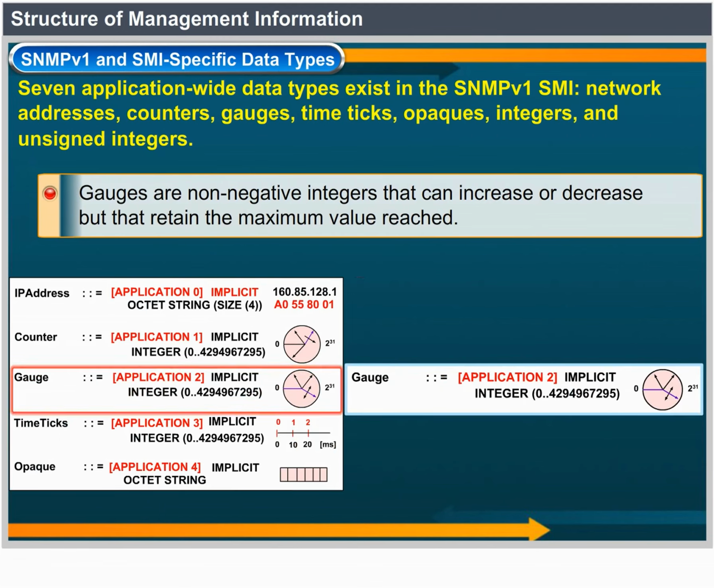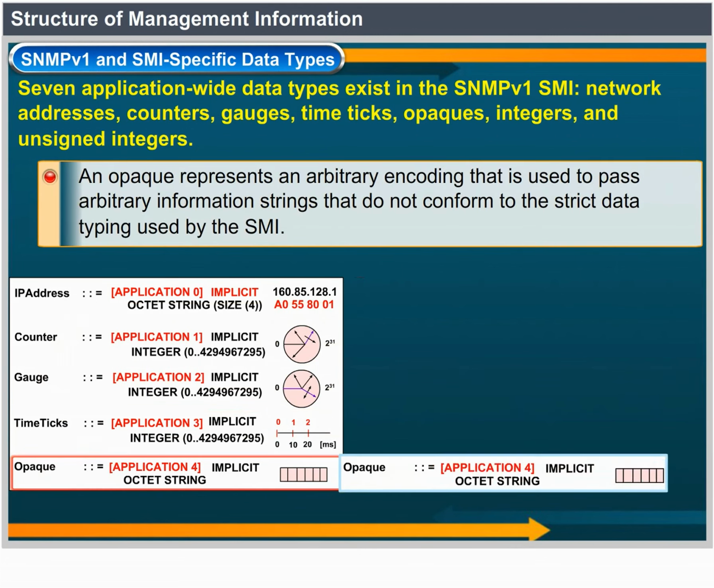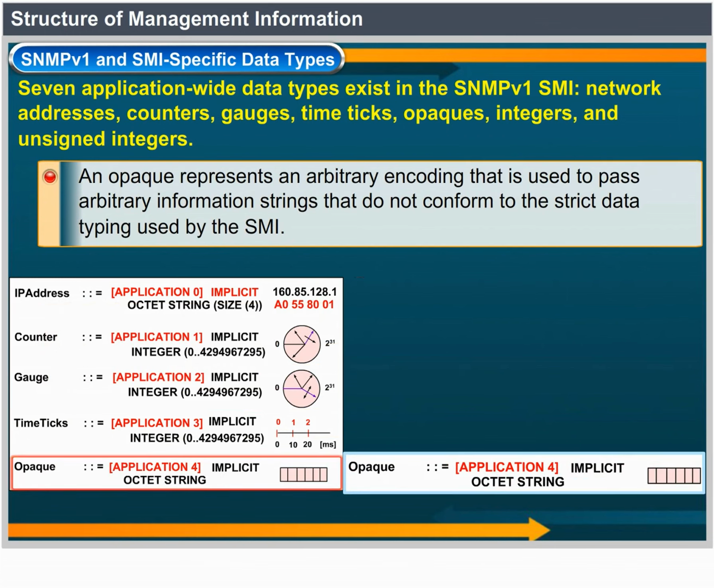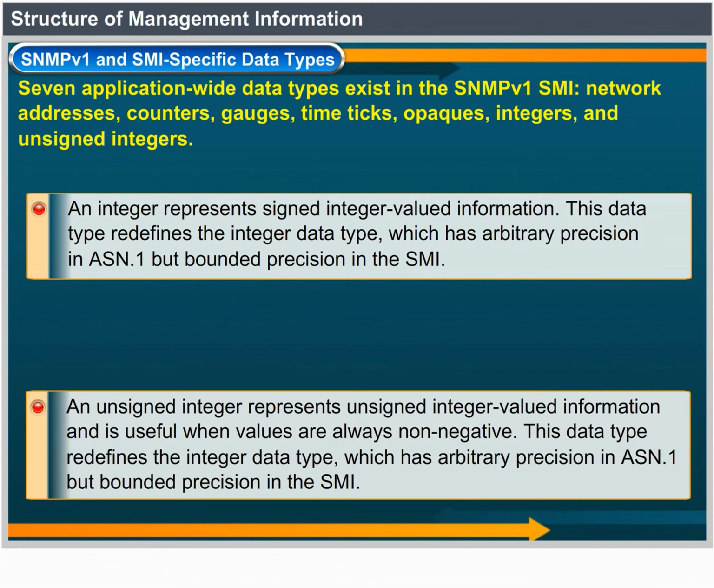An opaque represents an arbitrary encoding that is used to pass arbitrary information strings that do not conform to the strict data typing used by the SMI. An integer represents signed integer valued information. This data type redefines the integer data type, which has arbitrary precision in ASN.1 but bounded precision in the SMI. An unsigned integer represents unsigned integer valued information and is useful when values are always non-negative. This data type redefines the integer data type, which has arbitrary precision in ASN.1 but bounded precision in the SMI.